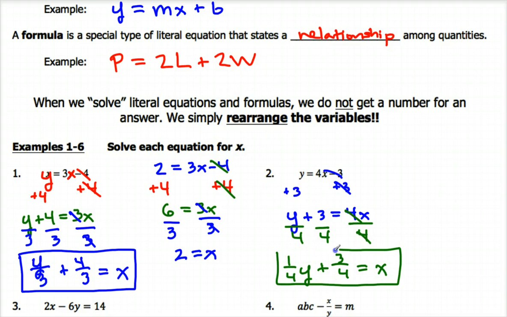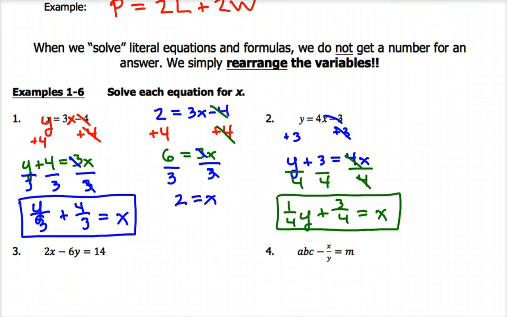So that's what I mean by solving for a variable in a literal equation. You're not going to get just x equals one nice number. You're just reshuffling these variables and numbers around until you isolate the one you're looking for.